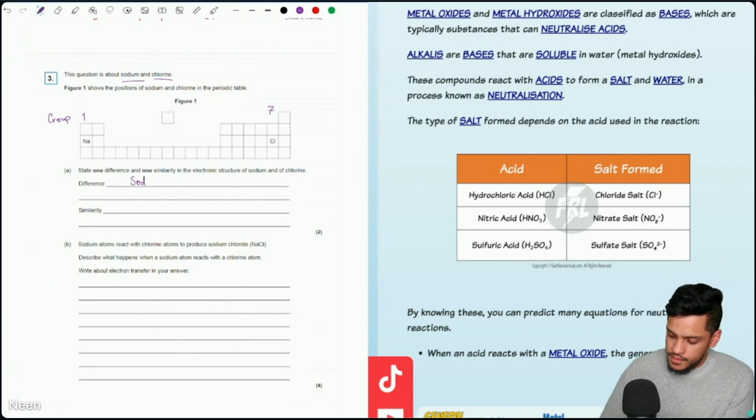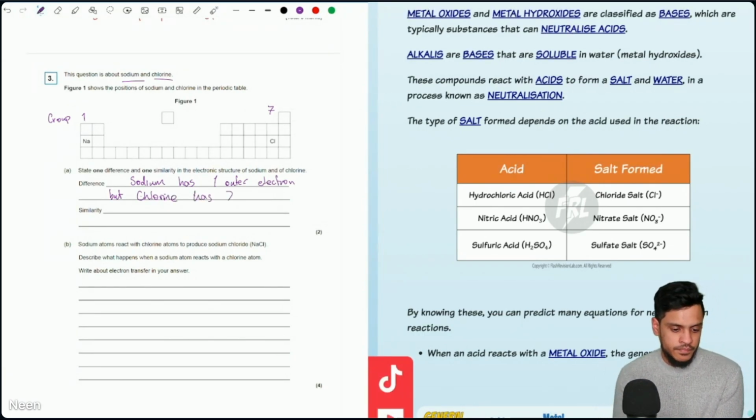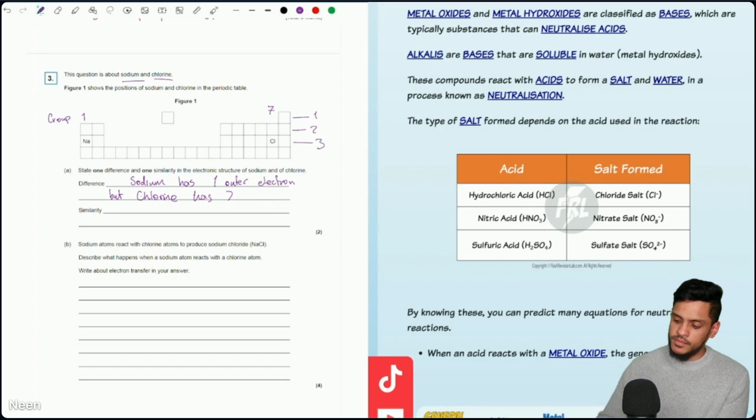Sodium has 1 outer electron, but chlorine has 7. So that's one thing you can say. What's the similarity? Can you guys tell? It's to do with the period number. Period 1, period 2. Sodium and chlorine are both in period 3. So what's the similarity here?